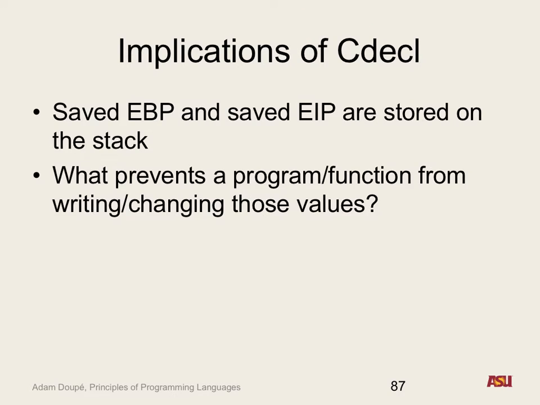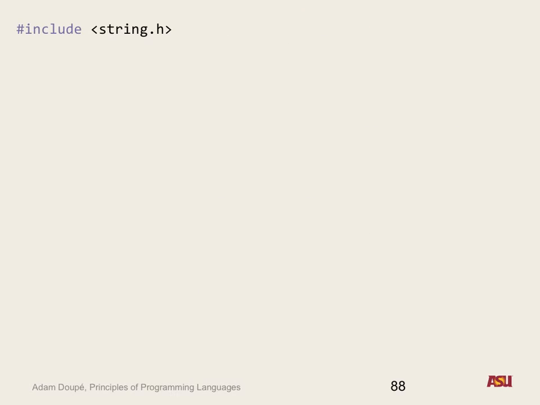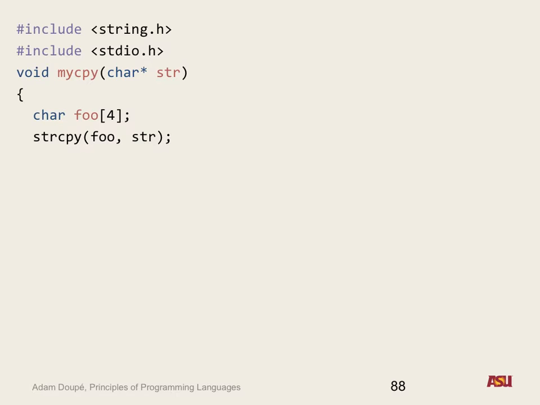Okay, so we're gonna look at what happens if they did. So we're gonna look at this function. We're gonna make some code. We have a myCopy function. We're copying the parameter string into a local buffer foo.